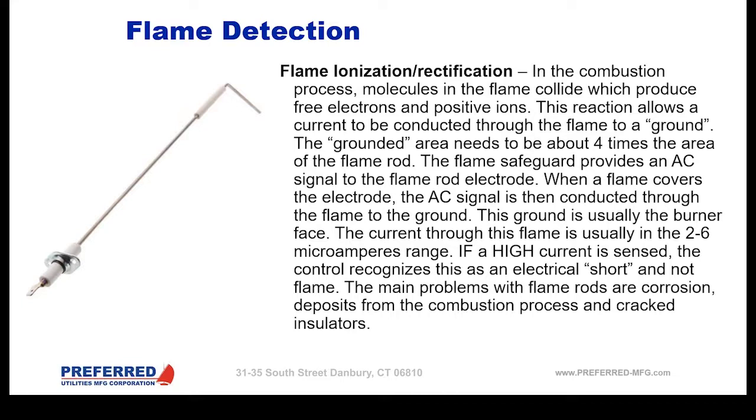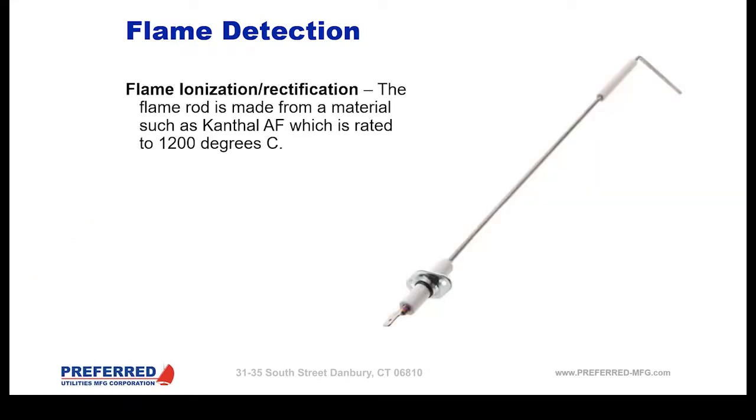Now, everyone would say that's fantastic. This is a great way of doing it, but it's not without its issues. For instance, corrosion deposits from the combustion process or a cracked insulator. When that happens, you are down, no question. Now, this flame rod, if you will, is usually made of a material such as Kanthal, which is rated up to 1200 degrees C. So we can insert that straight into that flame without issues. Again, this type of flame detection is going to be used on the smaller burner applications. Very popular, like I said before, on the makeup air type units.